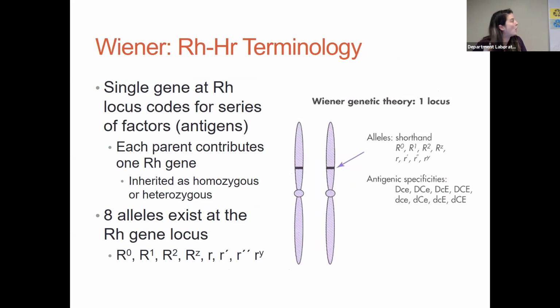All right, and then here's your Wiener terminology, stating that it is one locus that will determine your alleles and then the antigen specificity, okay? And then here's your terminology. You actually have 8 different possibilities. Big R means that the D antigen is present, and this is read R-O, okay? So if you have R-O, that means that only the D antigen is being expressed.